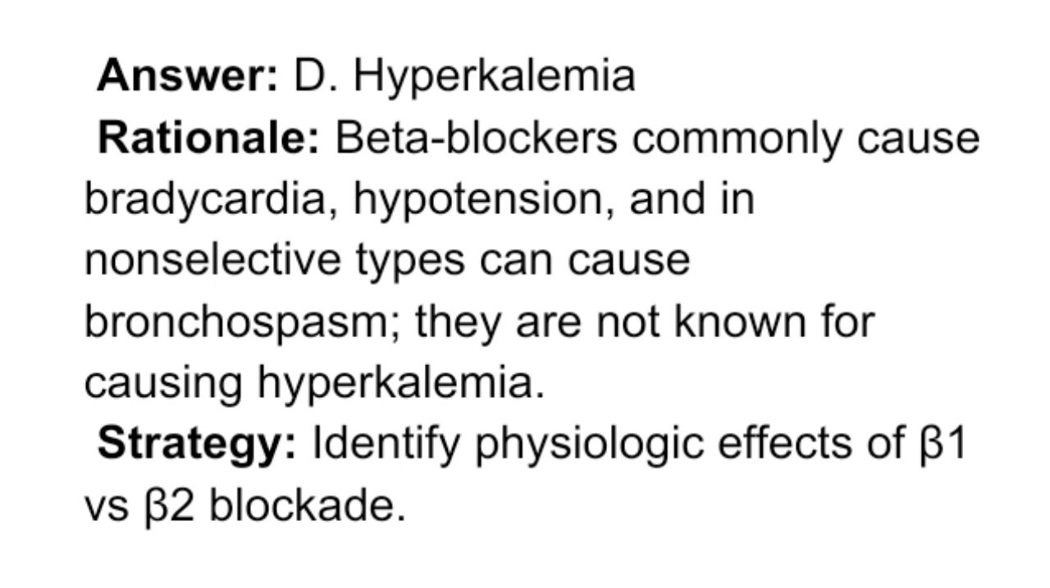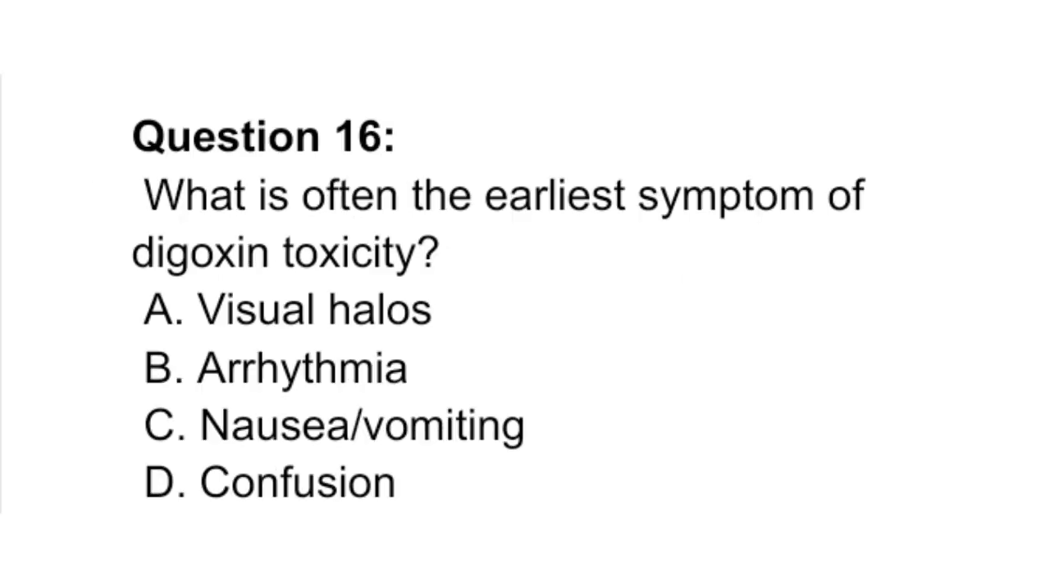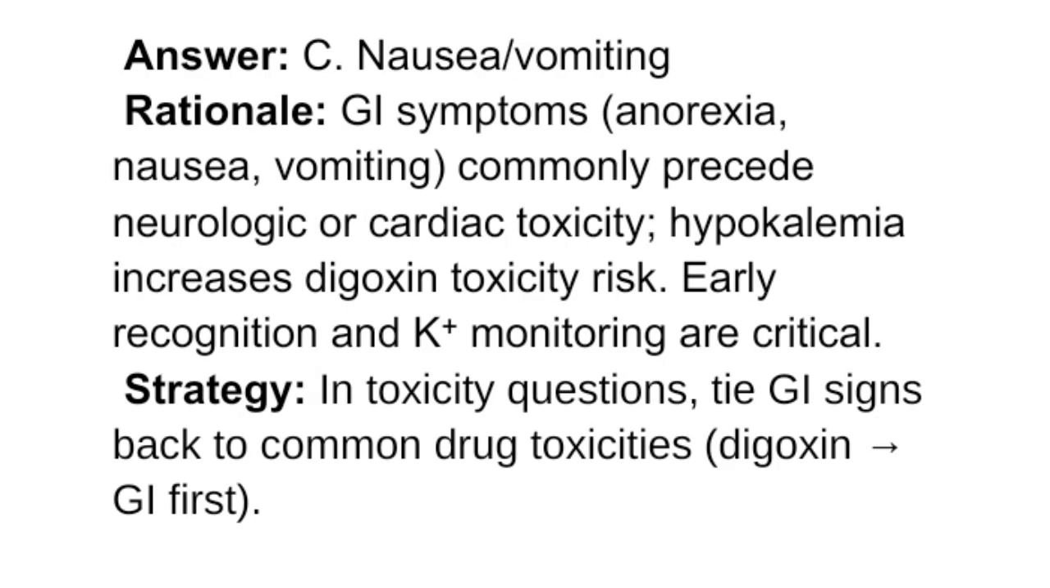Strategy: identify physiologic effects of beta-1 versus beta-2 blockade. Question 16. What is often the earliest symptom of digoxin toxicity? A. Visual halos. B. Arrhythmia. C. Nausea/vomiting. D. Confusion. Answer: C. Nausea/vomiting. Rationale: GI symptoms, anorexia, nausea, vomiting, commonly precede neurologic or cardiac toxicity.